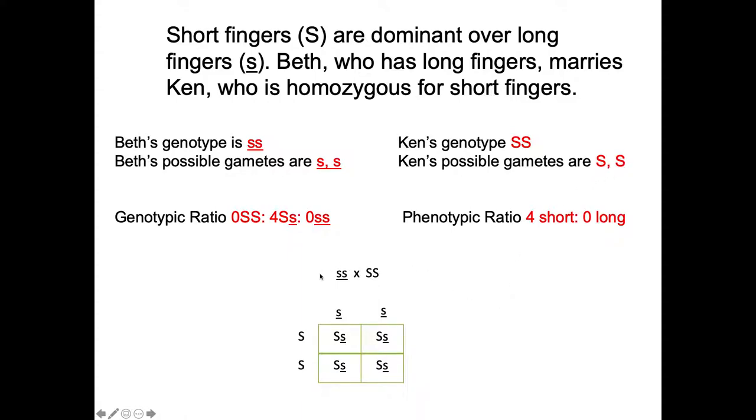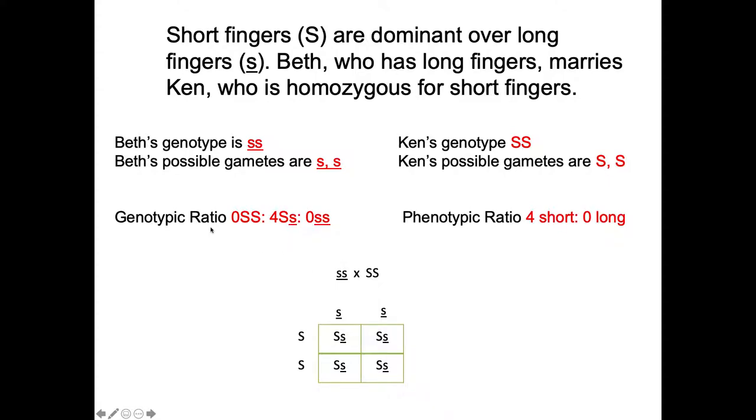And now let's do the Punnett square to see what type of offspring this mating will produce. So here this is Beth's genotype. We cross it with Ken's genotype. Her possible gametes, little s and little s, his possible gametes, big S, big S. We can see from the results of the Punnett square that the only type of children they can make are heterozygotes, where each will have one big S and one little s.